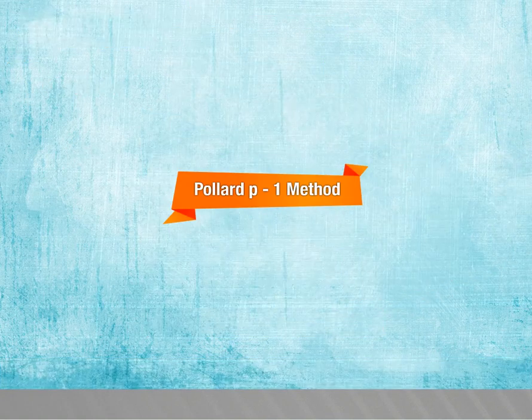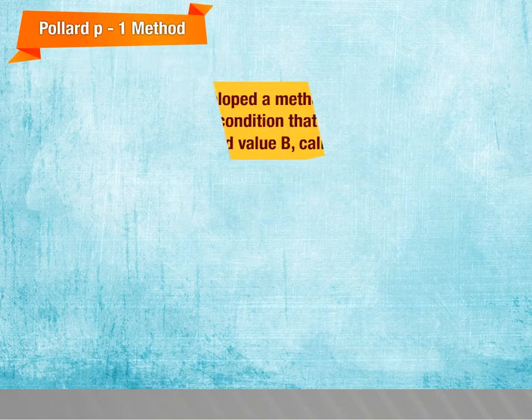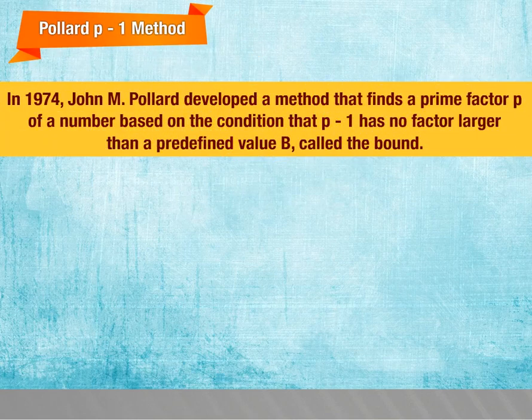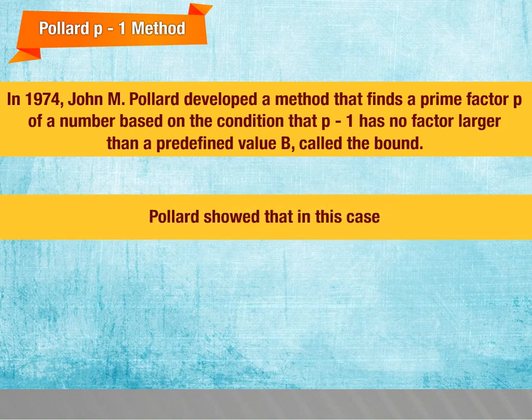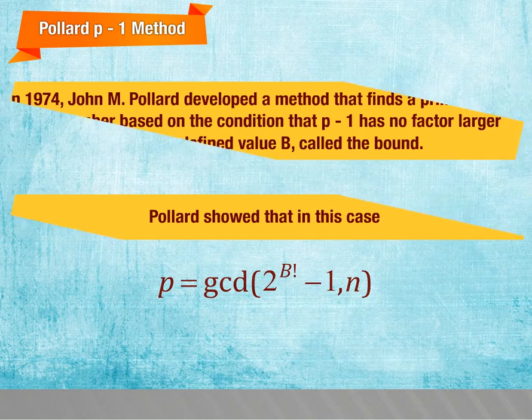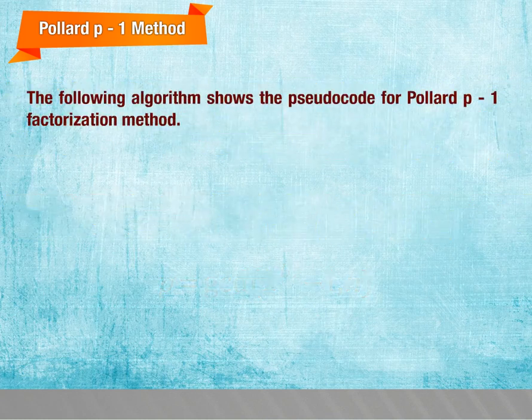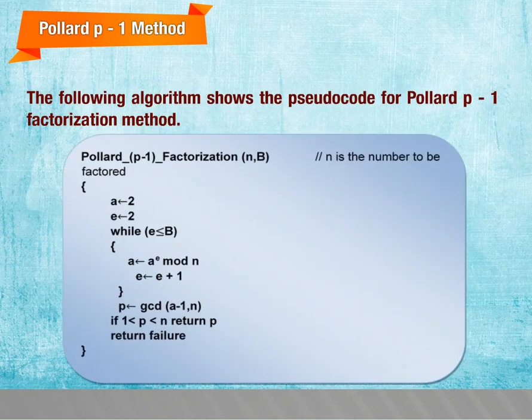Pollard p-1 method. In 1974, John M. Pollard developed a method that finds a prime factor p of a number based on the condition that p-1 has no factor larger than a predefined value B, called the bound. Pollard showed that in this case, p is equal to GCD of (2 to the power B factorial minus 1, n). The following algorithm shows the pseudocode for the Pollard p-1 factorization method.